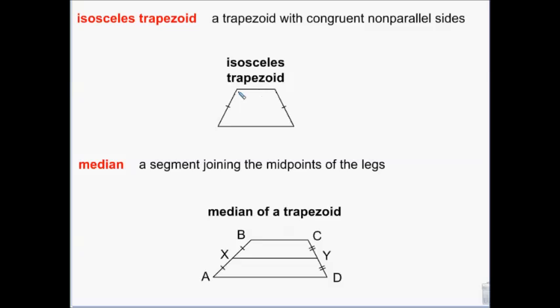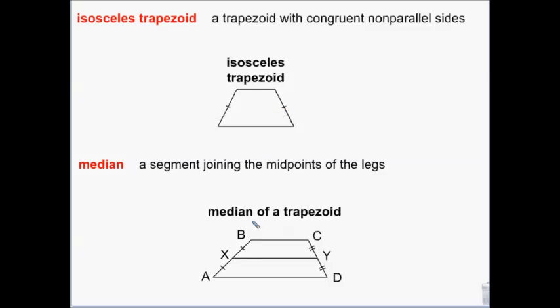If I have an isosceles trapezoid, the legs are the same. Basically, if you took an isosceles triangle and you chop the top of it off, you get an isosceles trapezoid. So the legs are congruent.